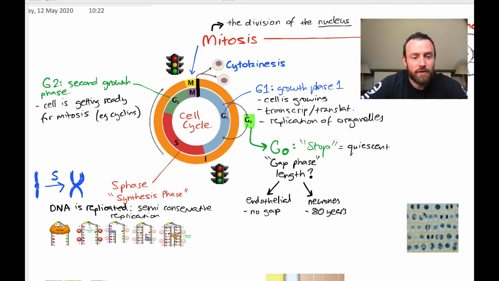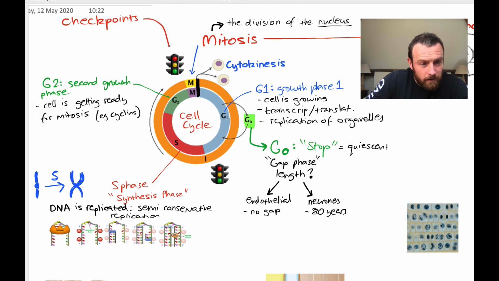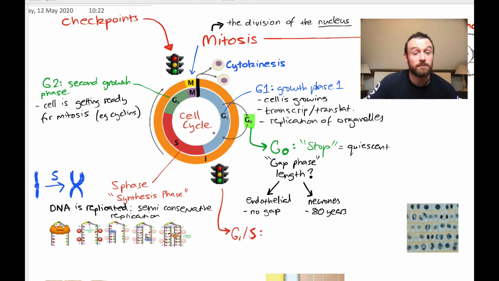Right, okay, the other thing to talk about in terms of how this is controlled is there are checkpoints, and checkpoints are extremely important, okay? So checkpoints. Now there are two very important checkpoints. There's one, you spotted it, and there's the other one down there. So this one here is called the G1S checkpoint. Okay, and that is the first major one. So between G1 and S, this is a very important checkpoint.